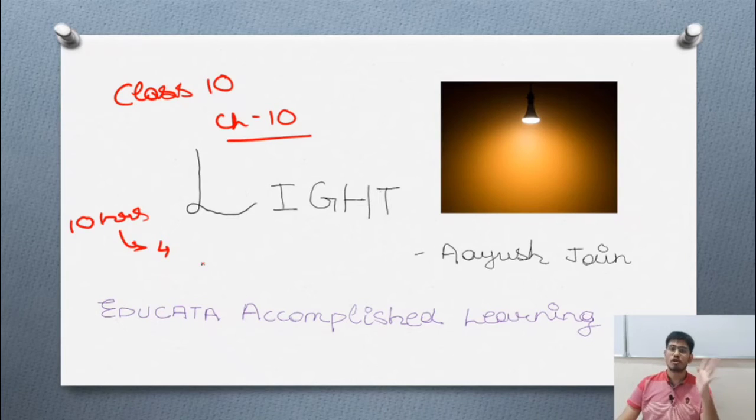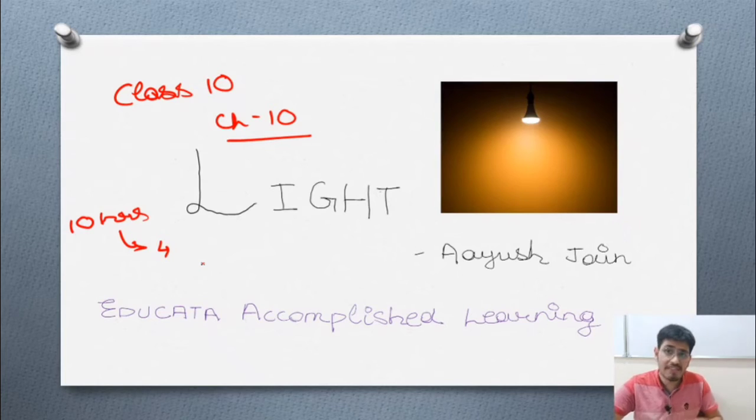Now, the first question which comes to our mind: what is light? So guys, that bulb hanging over me, what is that? That is a source of light. The sun, is it also a source of light? Yes, it is also a source of light. Then stars are also a source of light. Moon also produces light, so it is also a source of light.